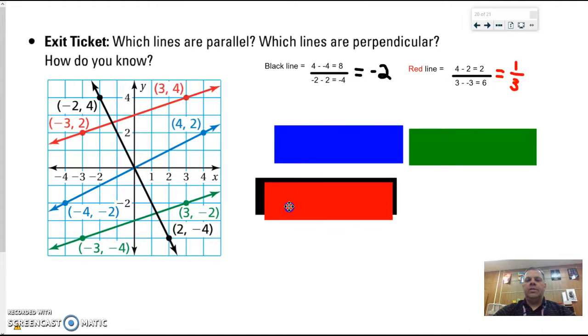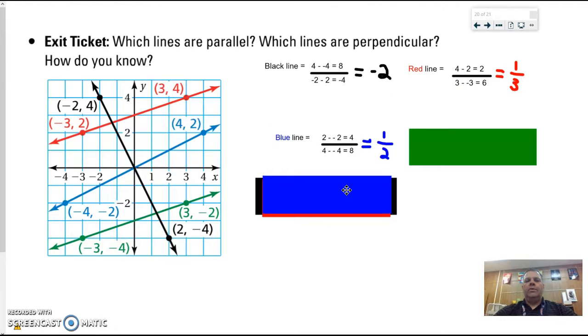For our red one, using the same slope formula, 4 minus 2 equals 2. 3 minus -3 equals 6. In order to simplify 2/6, I divide both by 2. I get a slope of 1/3. The slope of the red line is 1/3.